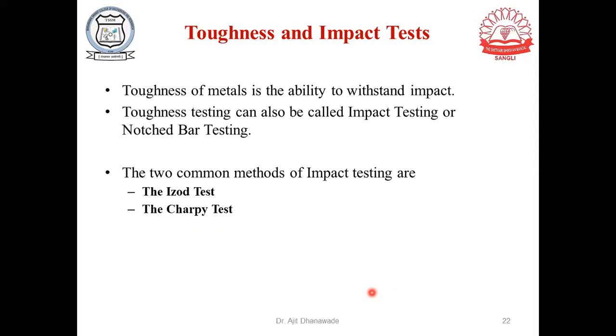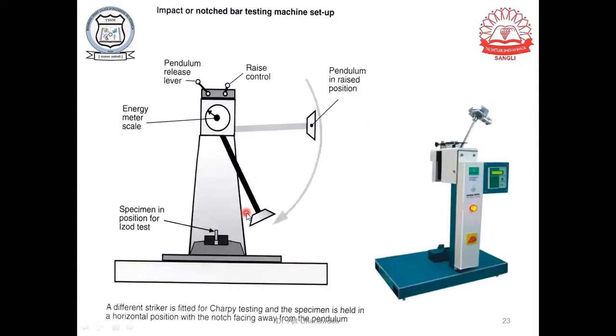First one is Izod impact test, and second one is Charpy impact test. Okay, the names are shown over here: Izod impact test and Charpy impact test. So we'll try to see this. The machine used for both these tests is same.